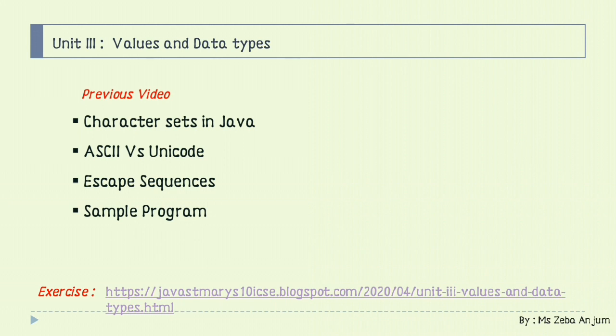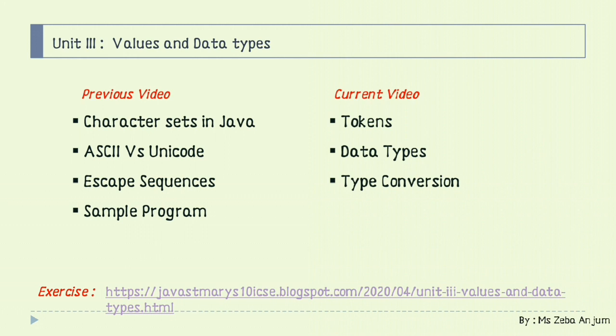Now in this current video, we are going to see what are the tokens and what are the different types of tokens present in Java. We will be seeing what are the data types. Furthermore, we will see what type conversion means, how many types of conversion we are having in Java, and at the last we will see some solved questions regarding the same unit. After completing this whole unit, you will be able to answer the exercise questions.